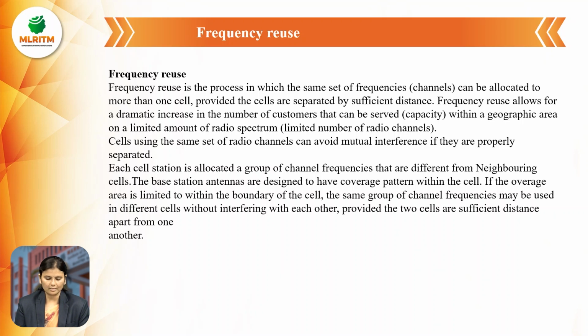Each cell station is allocated a group of channel frequencies that are different from the neighboring cell. The base station antennas are designed to have a coverage pattern within the cell. If the coverage area is limited to within the boundary of the cell, the same group of channel frequencies may be used in different cells without interfering with each other, provided the two cells are a sufficient distance apart from one another.